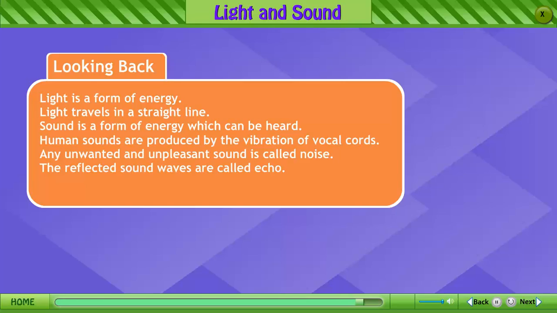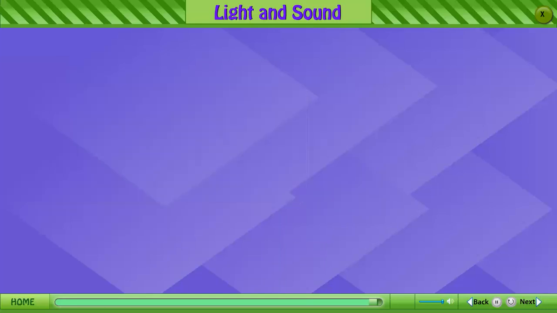Looking back, light is a form of energy. Light travels in a straight line. Sound is a form of energy which can be heard. Human sounds are produced by the vibration of vocal cords. Any unwanted and unpleasant sound is called noise. The reflected sound waves are called echo.